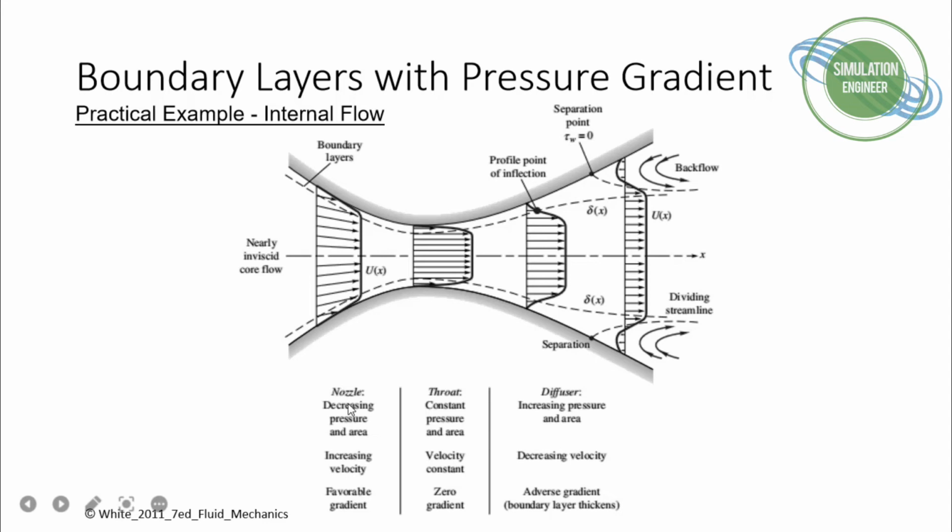And if we see that at the nozzle we have a decreasing pressure in the area, the velocity all of a sudden increases, and there is a favorable pressure gradient, so there is no chance of separation. And then the flow comes at the throat area, where there is no change in the cross section, it's everywhere constant. So the velocity will remain constant, meaning that there is a zero pressure gradient.